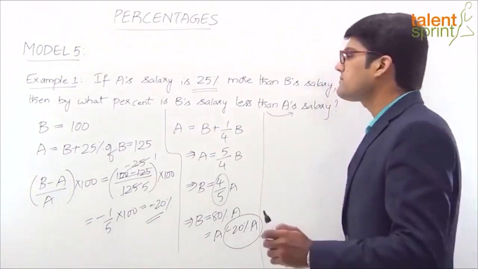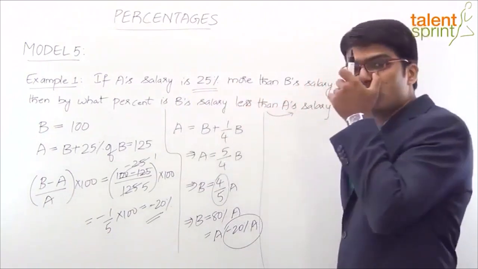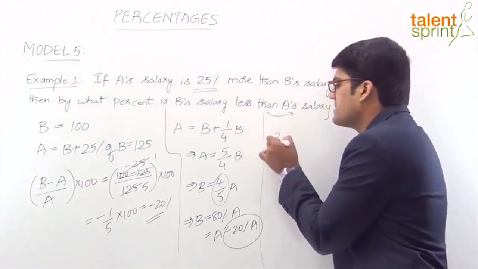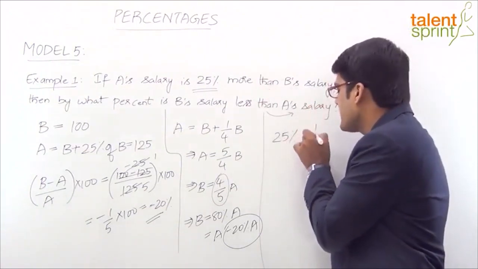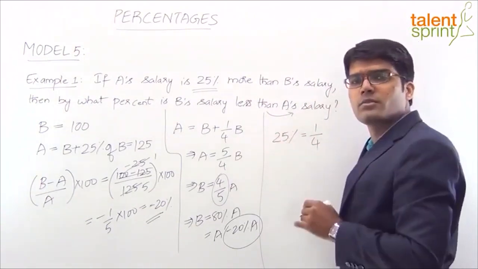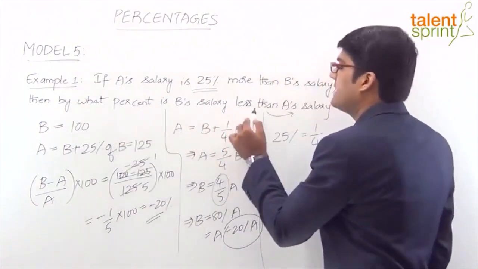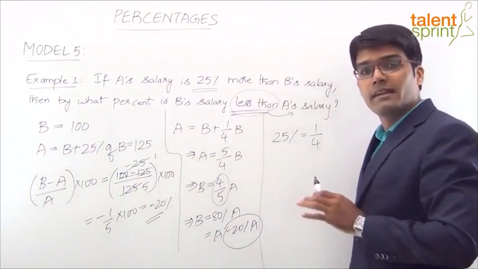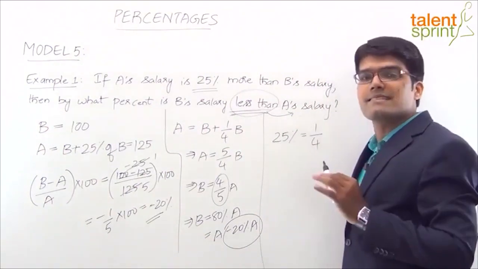See what to do. Look at the question. A's salary is 25% more than B's salary. So let's take this 25%, the given value there. How much is this in terms of fractions? 1 by 4. 25% is 1 by 4. Now look at the actual question. By what percent is B's salary less than A's salary, right? Focus on this term now. We have to find out by what percent is B's salary less than A's salary.